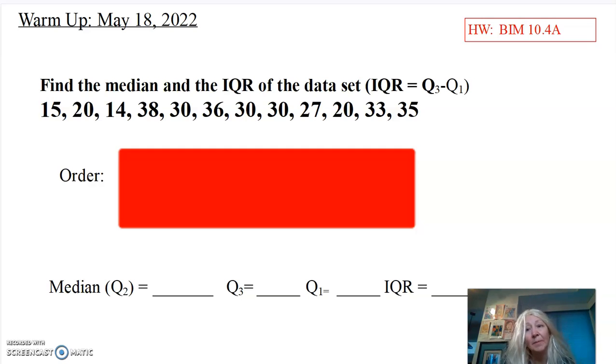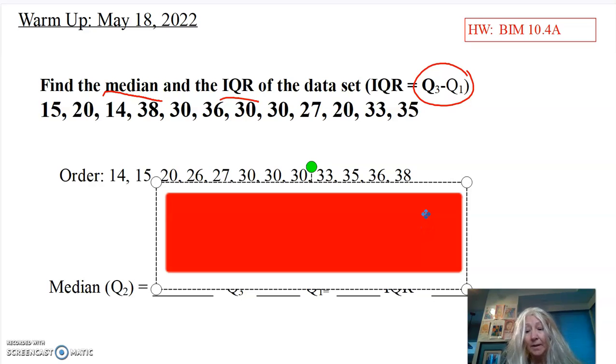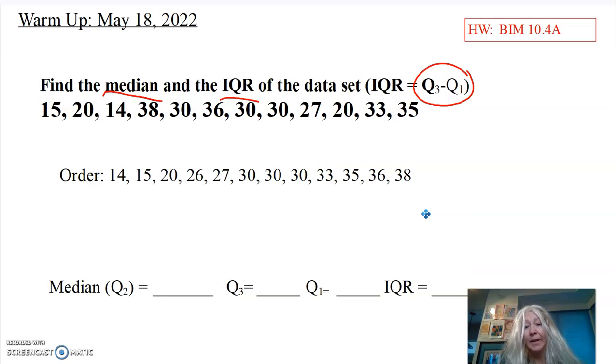You may remember this data set before. It was in a lesson where I talked about the weight of spider monkeys. We're going to look at this data set again, and I'm asking you if you remember how to find the median and the IQR. Remember, IQR is the Q3 minus the Q1. So first thing you do is put the numbers in order from least to greatest. Just going to delete that, and then pause the video and try this one.